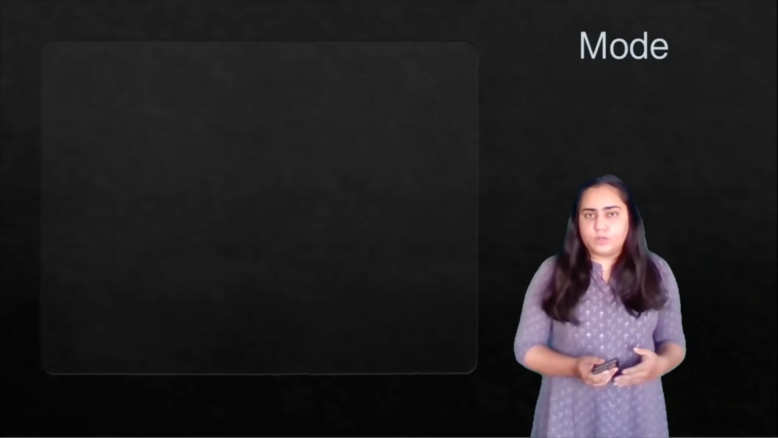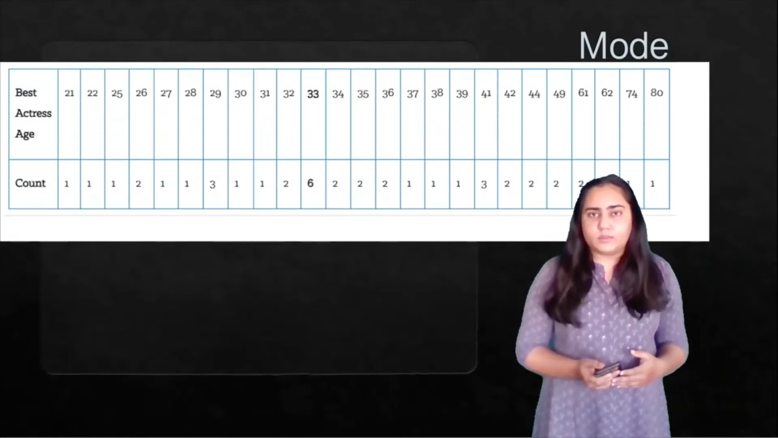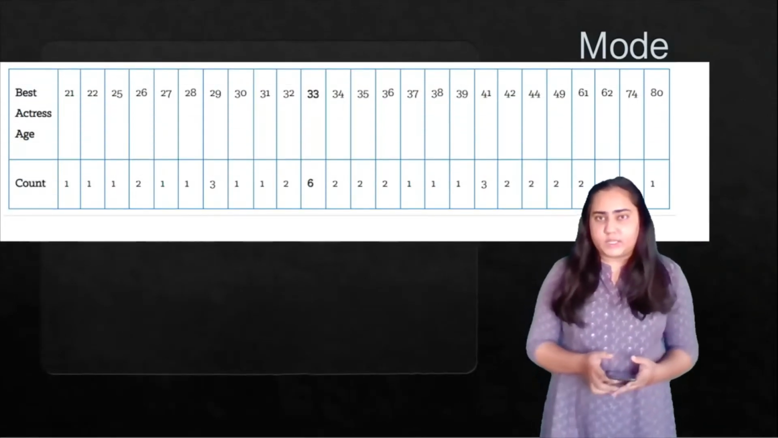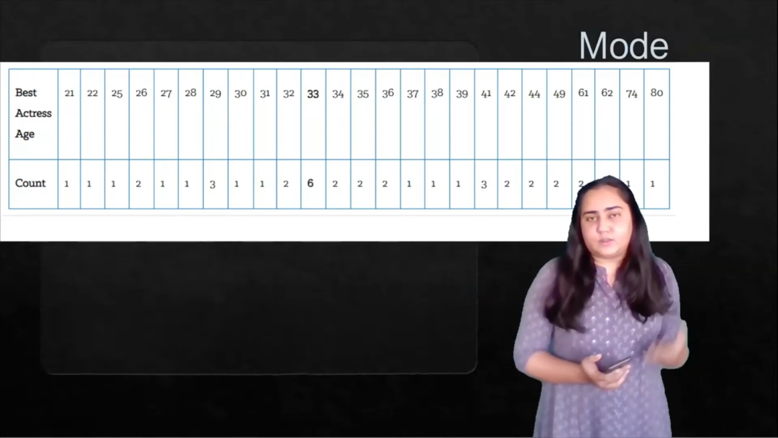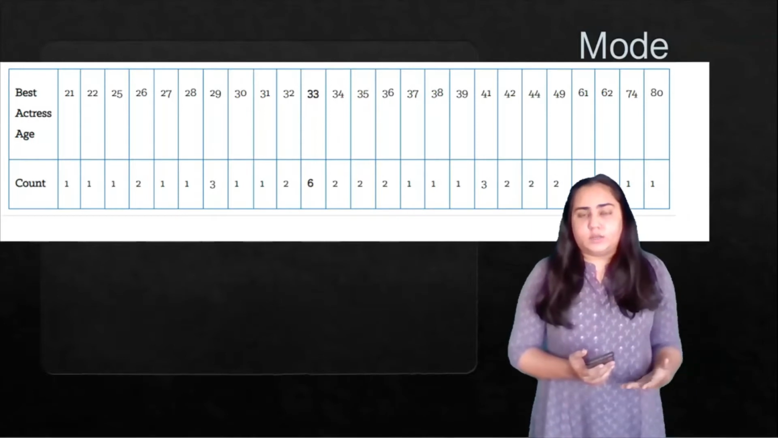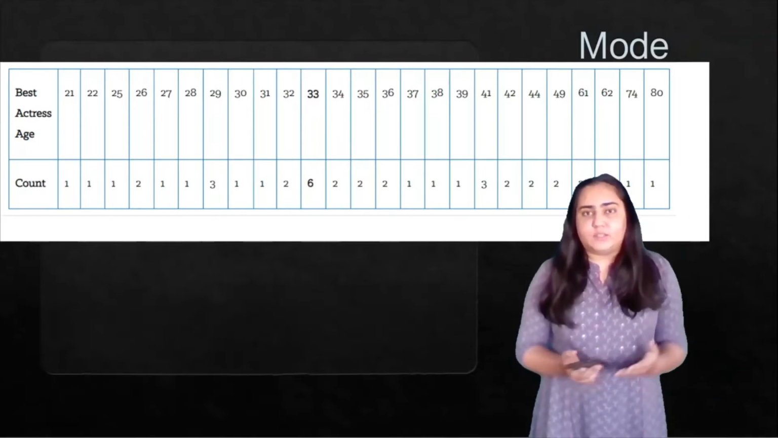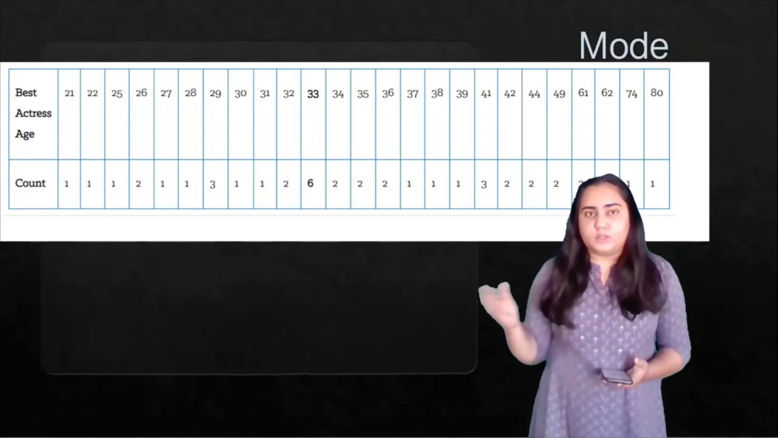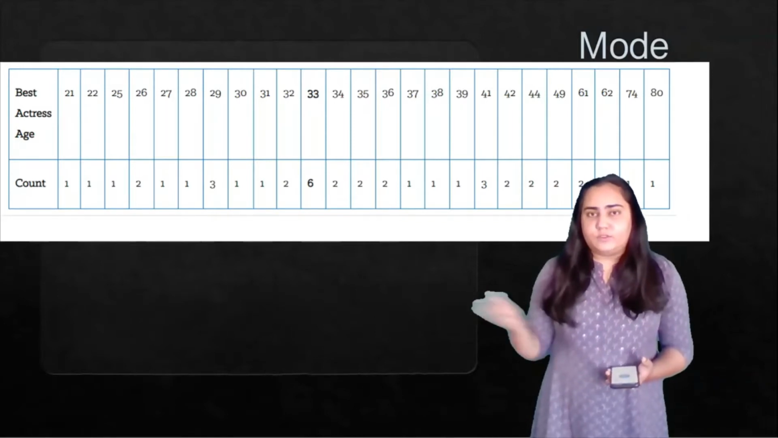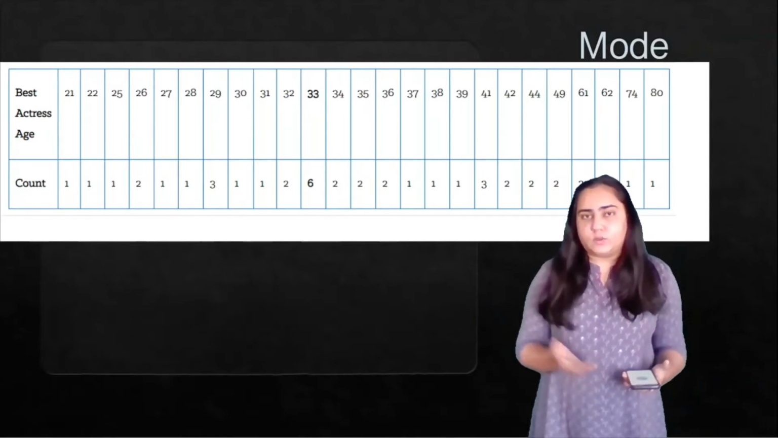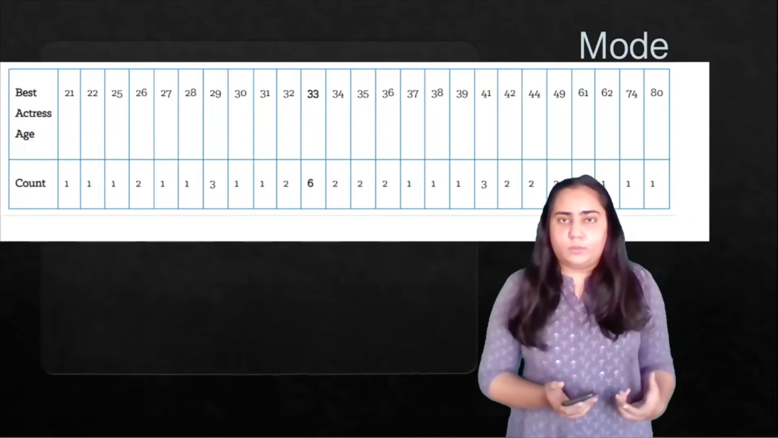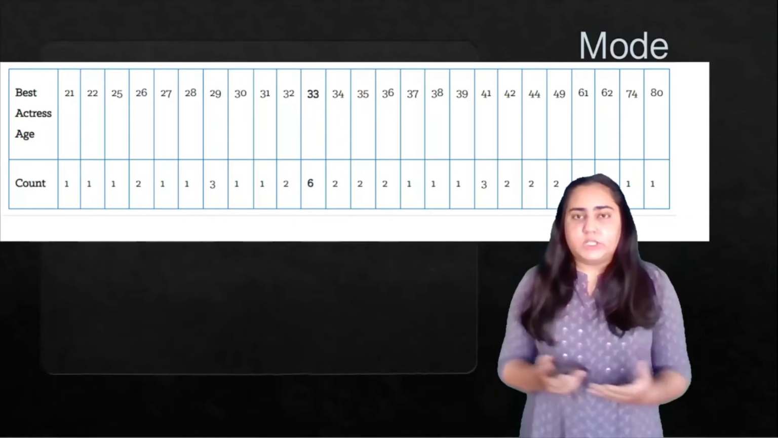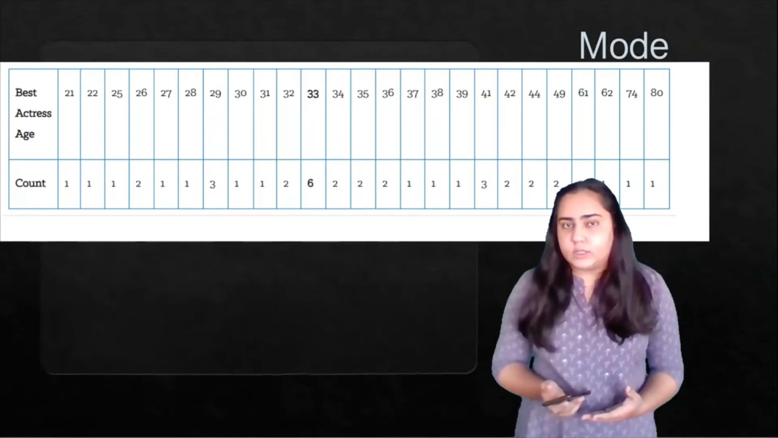So the first thing we have is mode. And mode is very simple. If you have data like this, and this is the same data set I used in the previous video about different actresses getting the Best Actress award at the Oscars, and we are trying to find what their ages were. So these are the different ages of actresses who got an Oscar between 1970 and 2030.